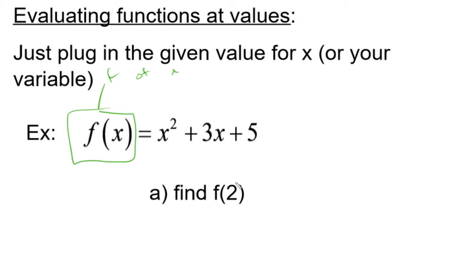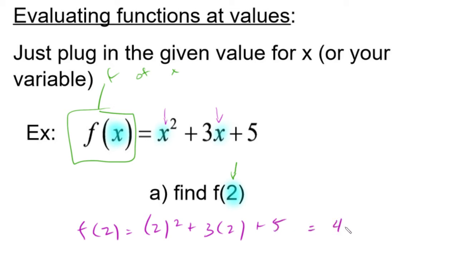This says find f of 2, which means you replace x. Notice there's a replacement going on. It used to be called x, and now it is 2. Anywhere you see an x, you put 2. That's all you do here. It's just simple substitution. So f of 2 is equal to where all of the x's have been replaced with 2's: 2 squared plus 3 times 2 plus 5. That equals 4 plus 6 plus 5, which is 15. That's all we're doing here.